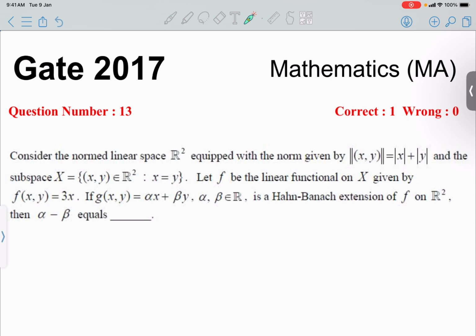So today we'll solve the GATE 2017 question. This is a question from functional analysis. It is question number 13. So what is it saying?